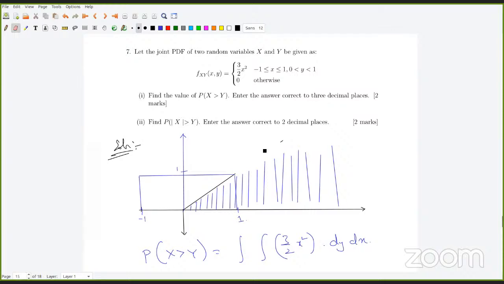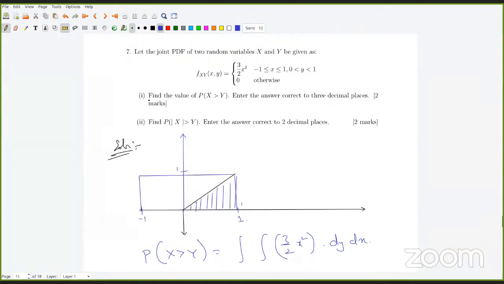We don't need to consider outside of our support. So these are not required. It is enough to consider within the support, since outside the support the value is 0 anyway, so the probability will be 0. Nothing changes. So this is the region.